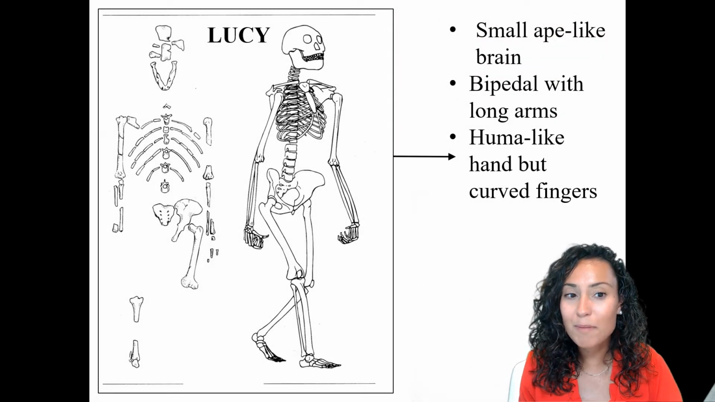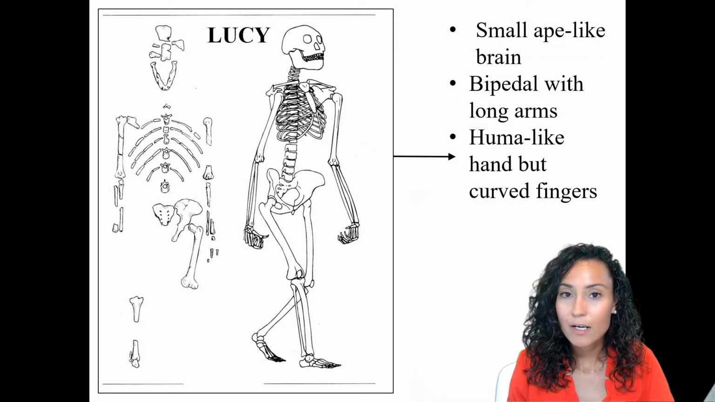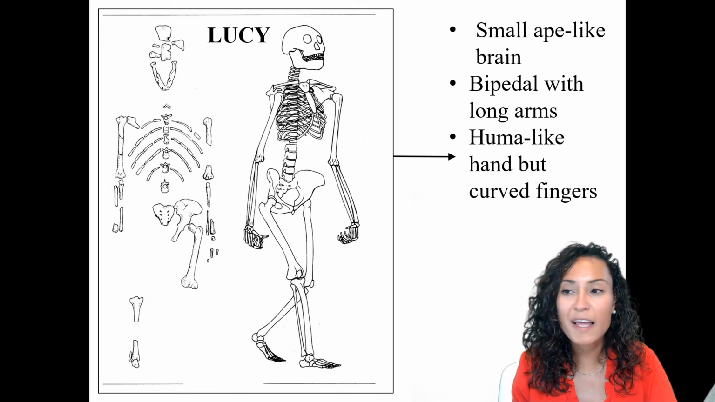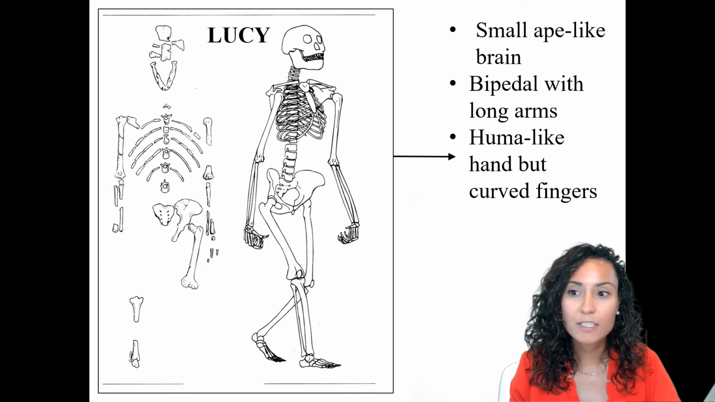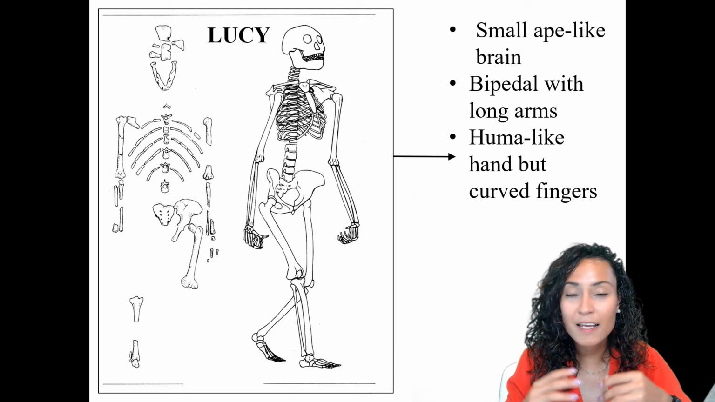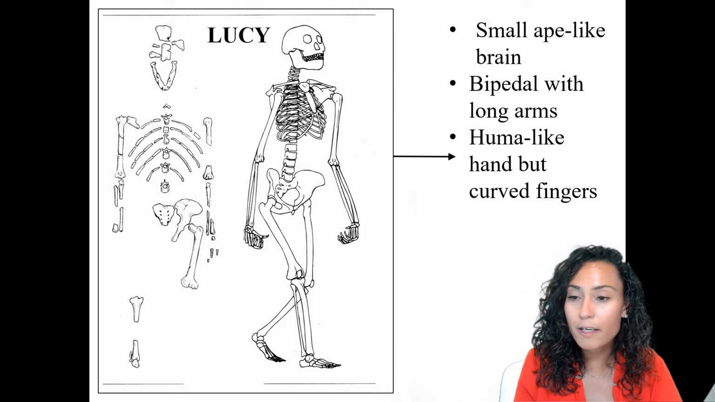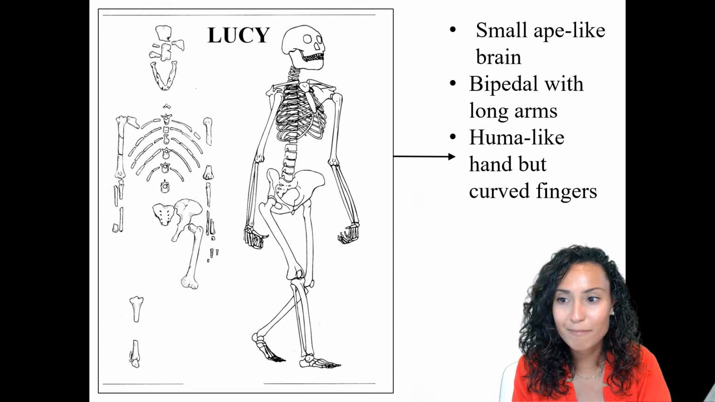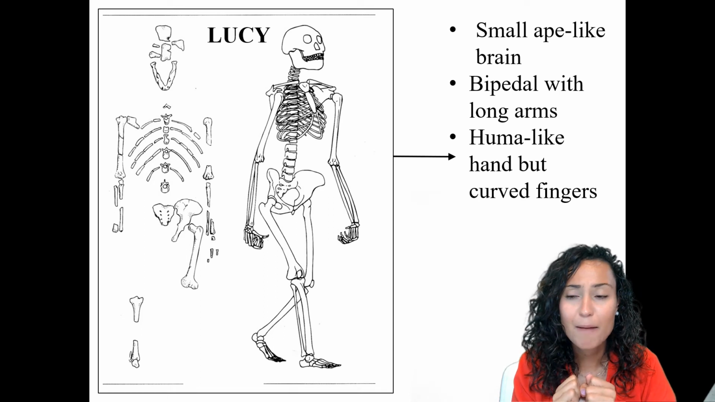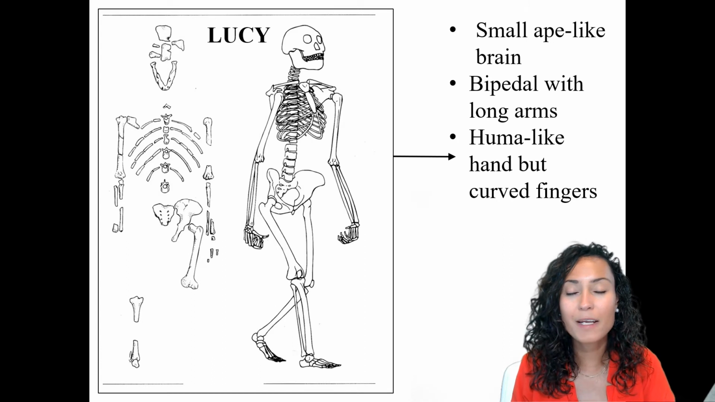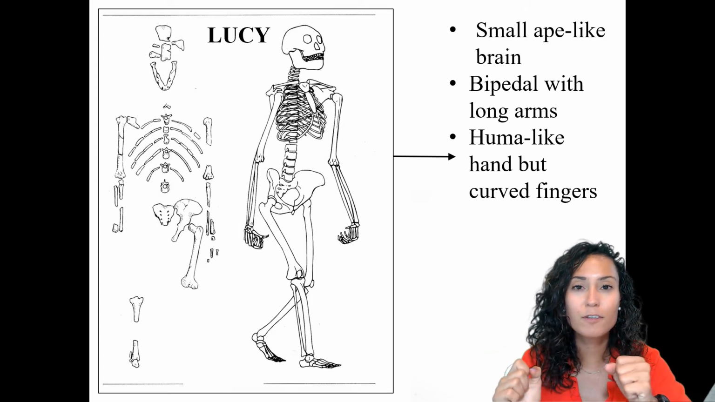Lucy is about a 4-foot tall skeleton who had a combination of anatomically modern and ancestral hominin features. Lucy had a small ape-like brain as opposed to the large brain that we see in modern humans. She was definitely bipedal. She was definitely walking on 2 feet, but her arms were still quite a bit longer than modern humans. And she had human-like hands, but her fingers were still very curved in a similar way that we see in our primate ancestors, with those curved fingers best for grasping.